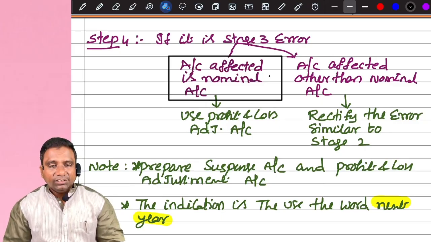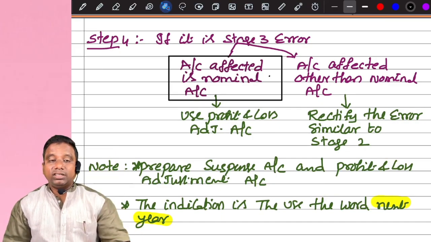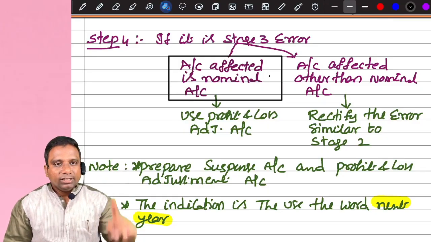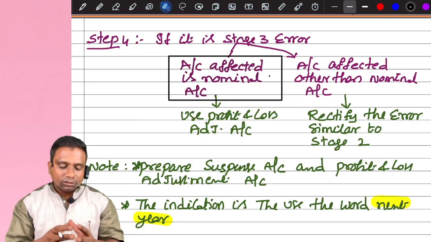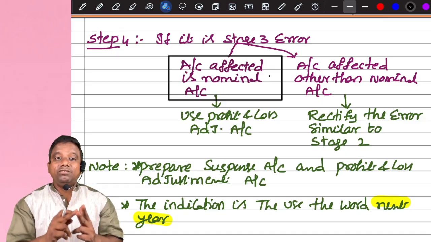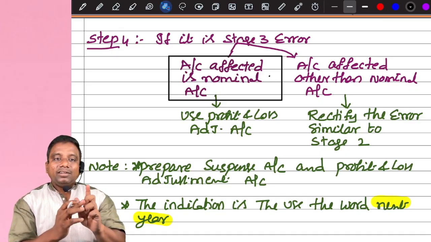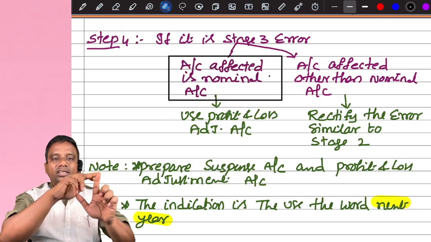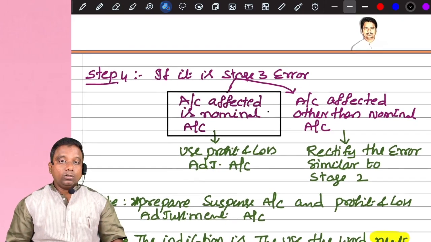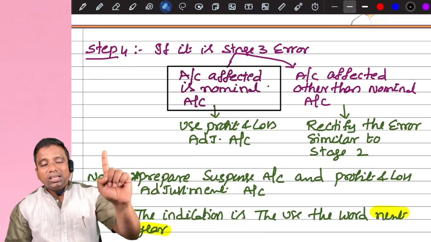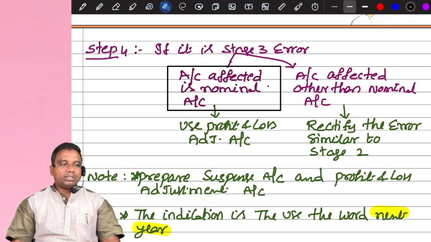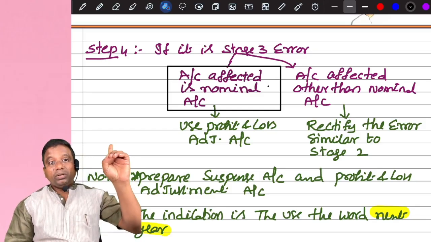See, in stage 3 we are rectifying the errors in the next financial year. In the previous year, all the nominal accounts get closed. We have three types of accounts: personal accounts, real accounts, nominal accounts. All the nominal accounts get closed in the previous financial year. The remaining accounts, personal accounts and real accounts, are carried forward. If in the previous year a nominal account is affected, very good. If you write that nominal account in the current year, in the current year also we open some nominal accounts. Suppose the mistake is there in the purchases account of the previous year.